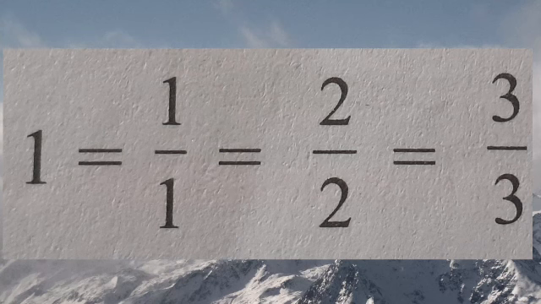Remember that if we do not divide a figure into parts but keep it whole, it can also be written as 1. This tells us that 1 is equal to 1 by 1, equal to 2 by 2, equal to 3 by 3, and so on.